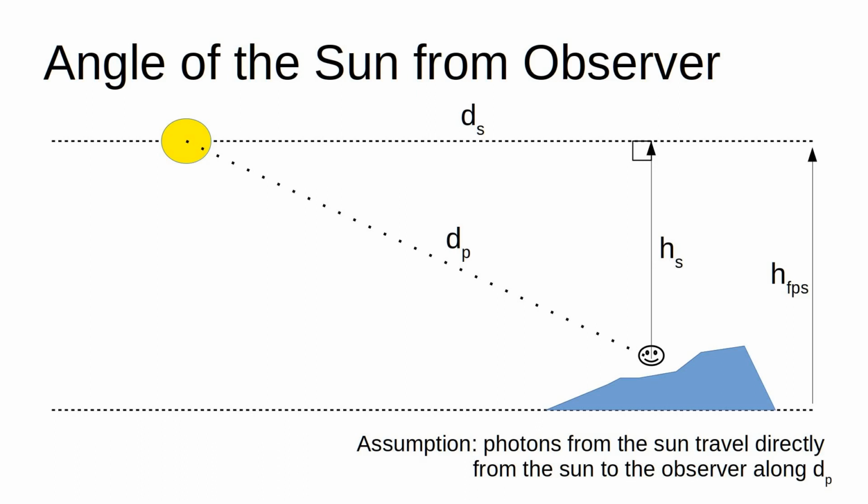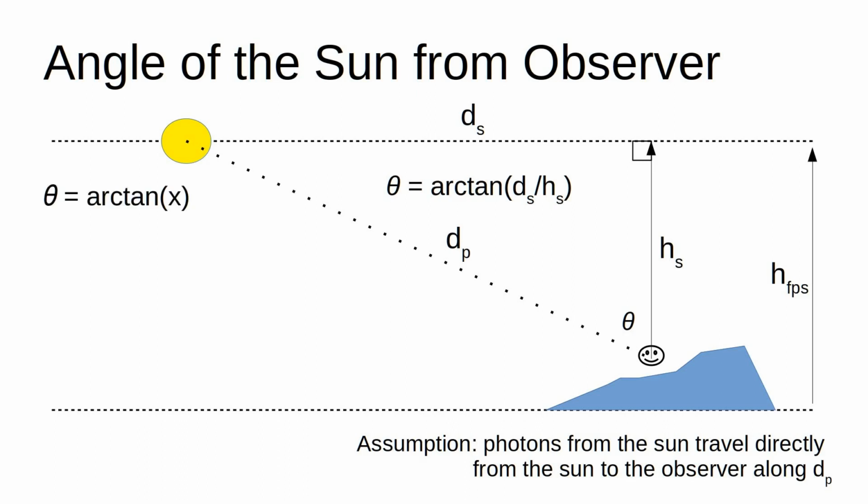This then creates a right-angled triangle of sides hs, ds, and dp. Theta is the angle from the perpendicular, hs, to dp, and what we would like to know is how theta changes with the distance ds. This is easily found using trigonometry, in this case using the inverse tangent, or arctangent, function.